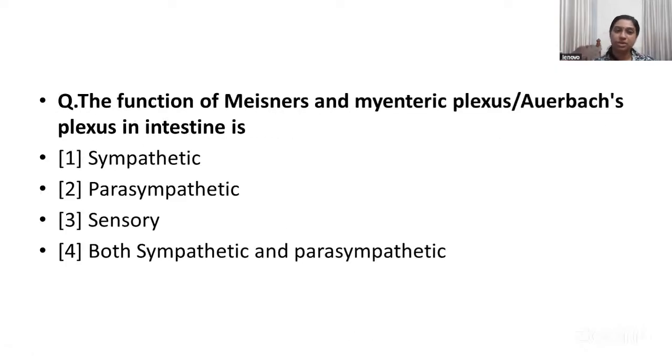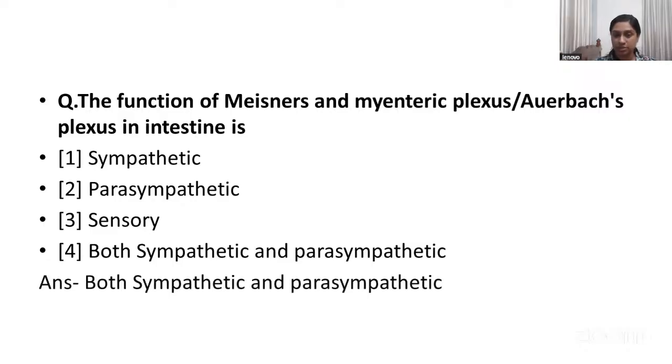Next question. The function of Meissner's and Meindrick plexus or Auerbach's plexus in the intestine is: the options are sympathetic, parasympathetic, sensory, both sympathetic and parasympathetic. The answer is both sympathetic and parasympathetic stimulation is occurring.